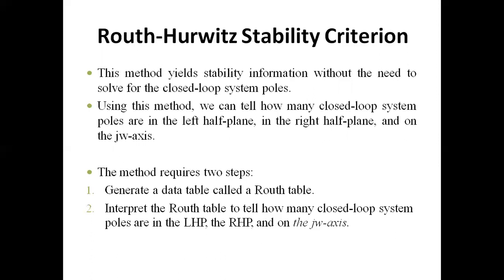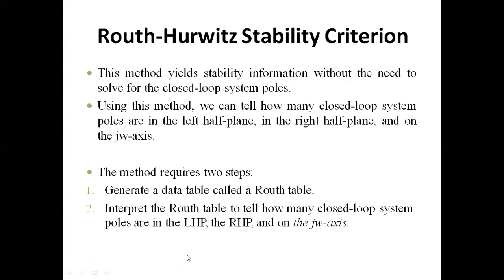This method requires two steps. One is to generate a data table called the Routh table, and another is to interpret the Routh table to tell how many closed loop system poles are in the left hand side or in the right hand side or on the j omega axis.